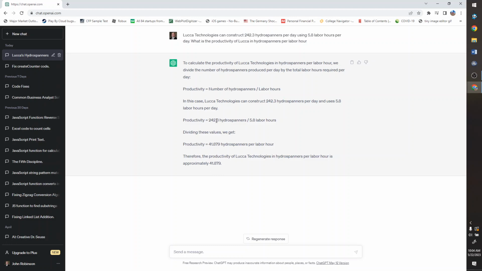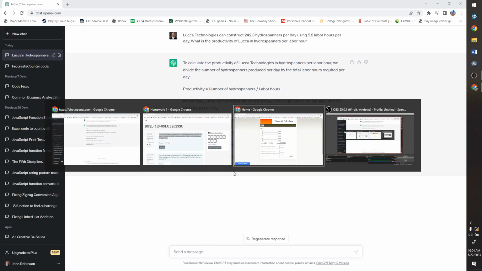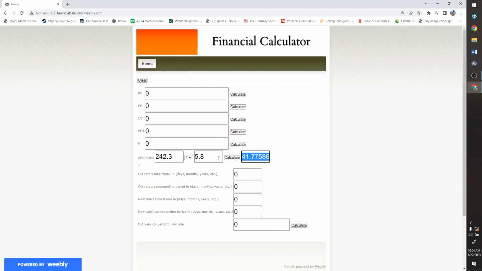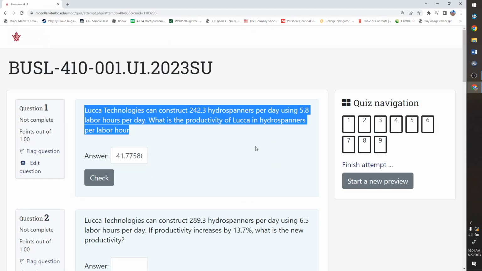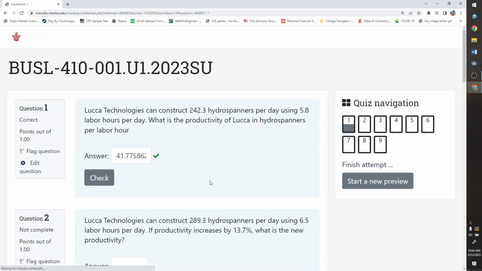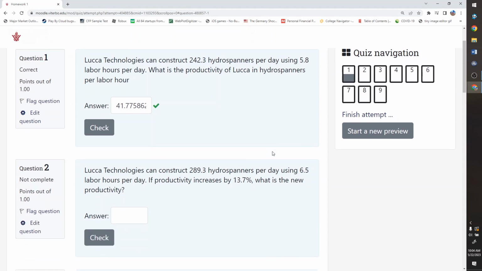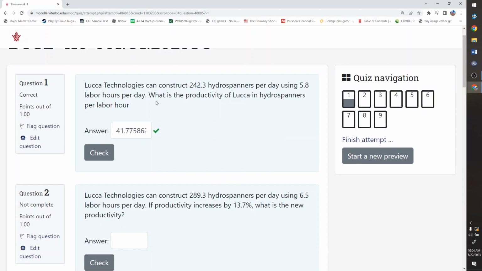We should be able to do this division ourselves. That's not too hard, and that is exactly what we did do. We look at the calculation we did, 242.3 divided by 5.8. It's just bad at simple math. So we're verified twice, and also I can just hit check and see that this is in fact correct. And there we go. So that's just the base idea here, right? So I've got 242.3 and divide by 5.8.